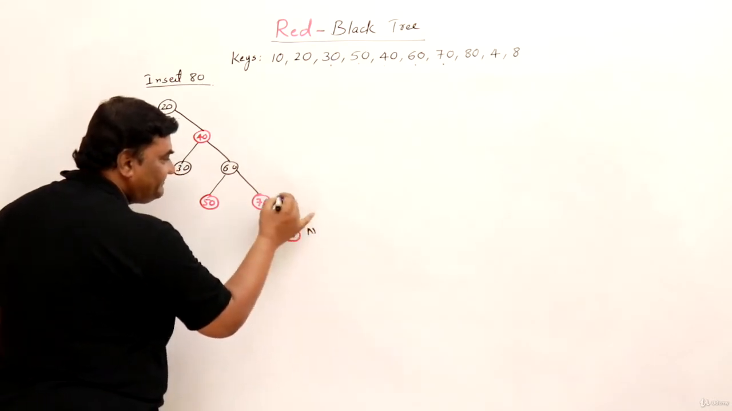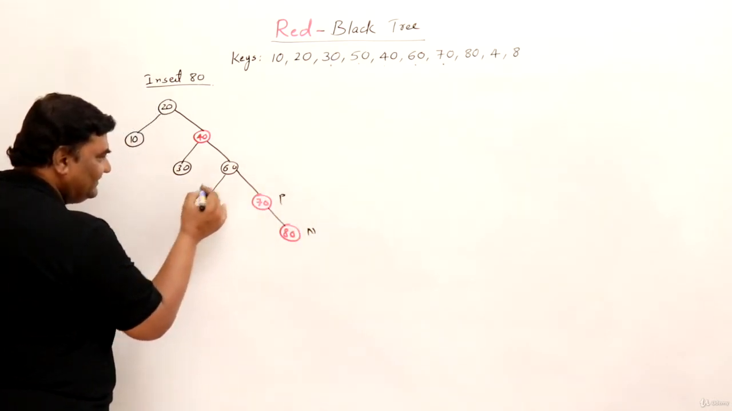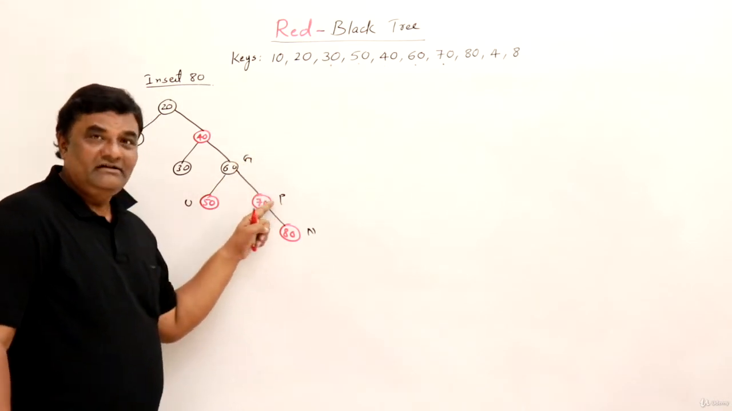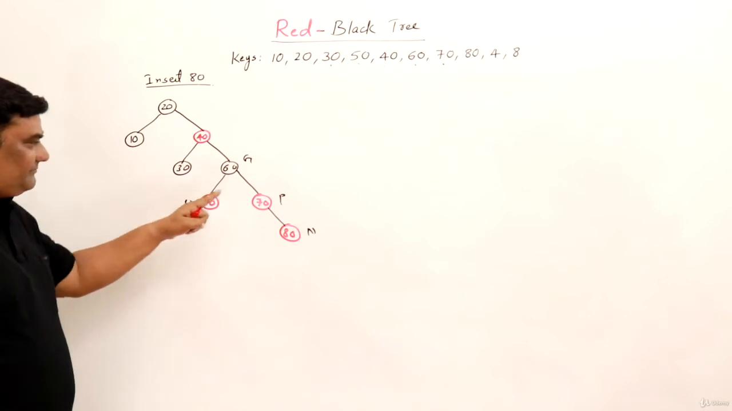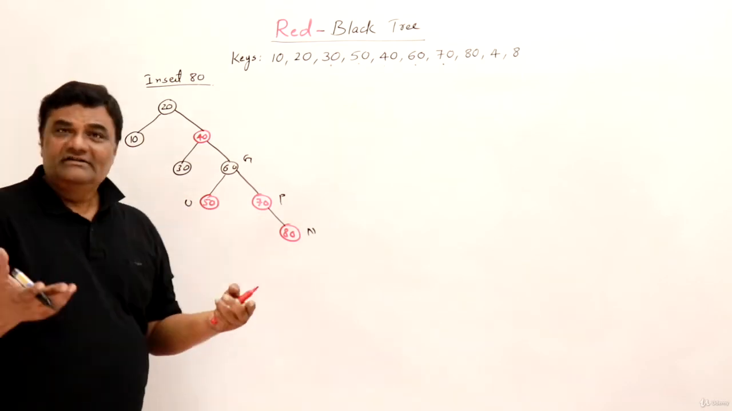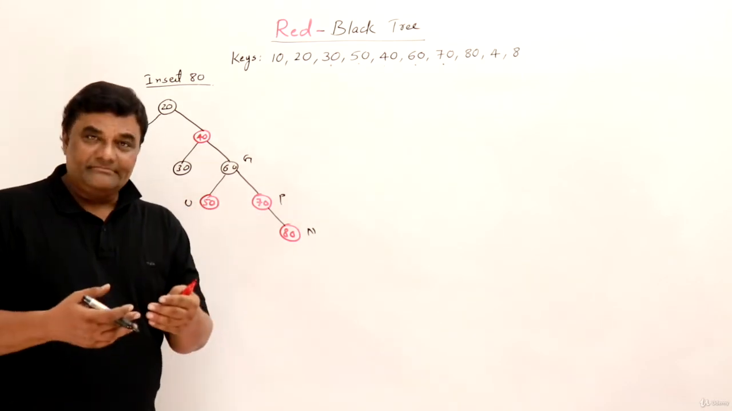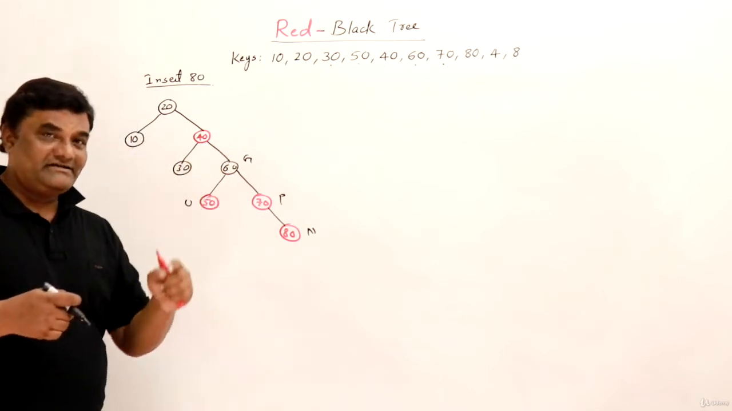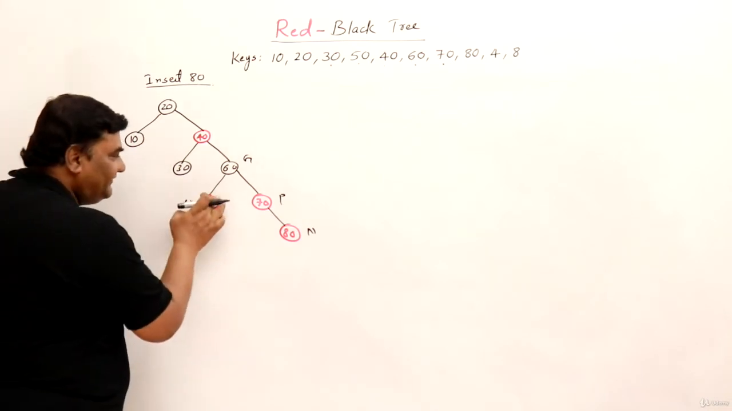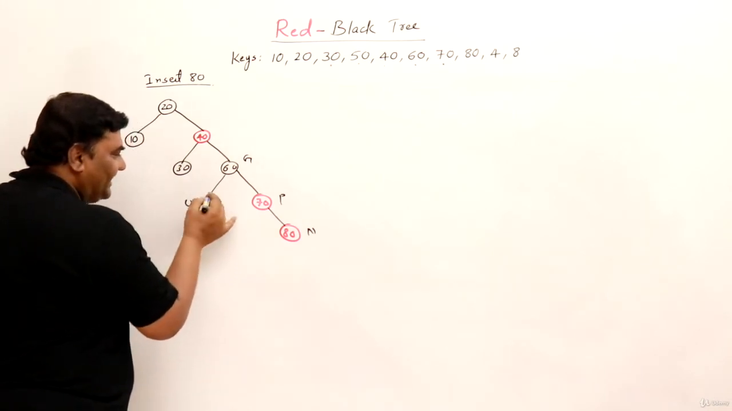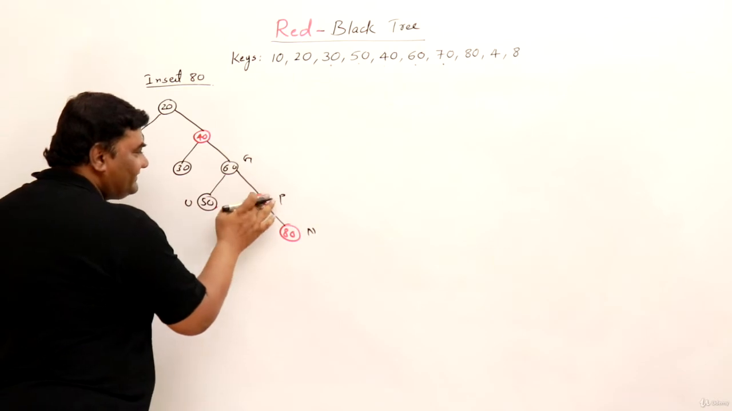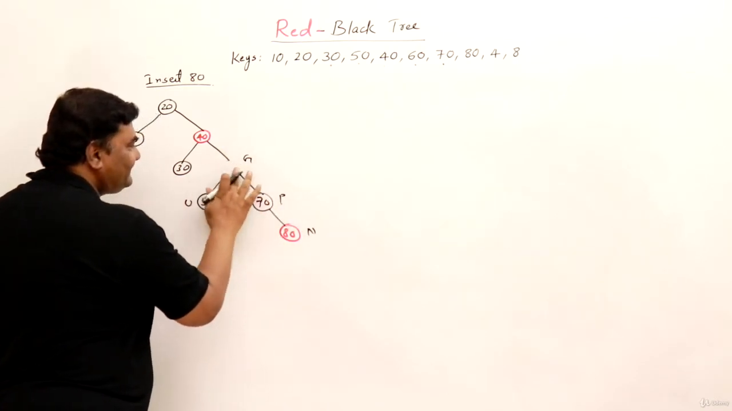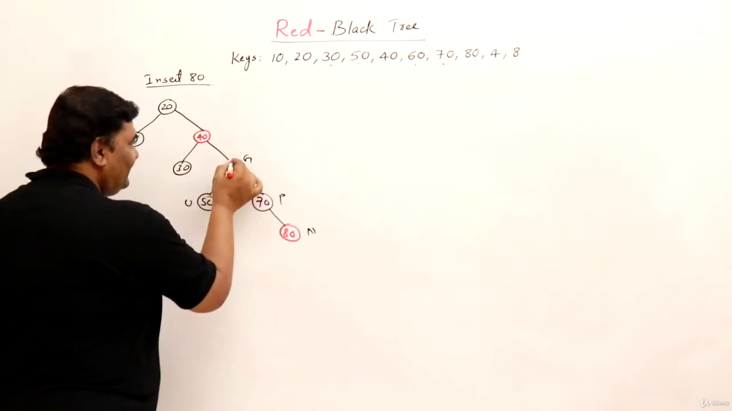Now red conflict. This is a new node. This is parent and this is uncle and this is grandparent. Red conflict is there. So check uncle color. Uncle is red. Parent is also red. Uncle is also red. Then what to do? Recolor them. Make parent and uncle as black and grandparent as red. So check this one. I will change this 50 to black color and 70 also to black color, and this is 60, that is grandparent, as red.